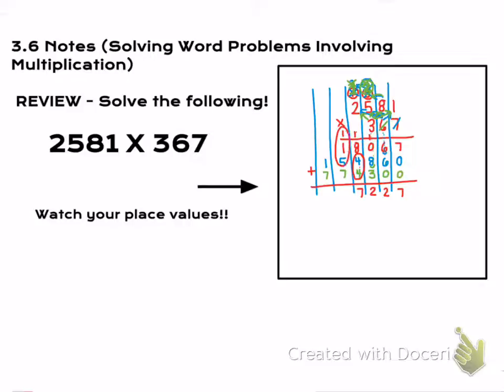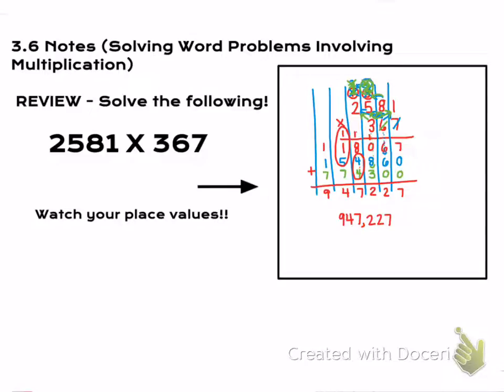5, 1 and 1 is 7, plus 7 is 14. Carry the 1. 7, 1 and 1 is 9. So I see that I have a final answer of 947,227. Please make sure that your answer is right in your notes, and if you've made a mistake, that you've erased it and corrected your work.